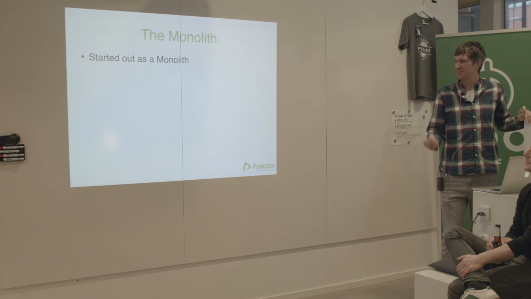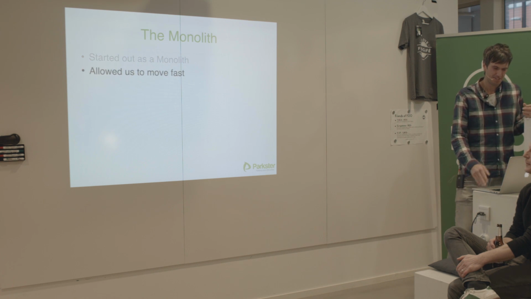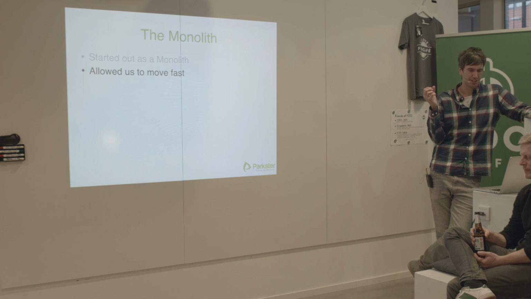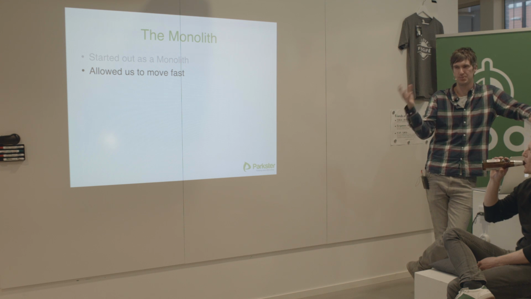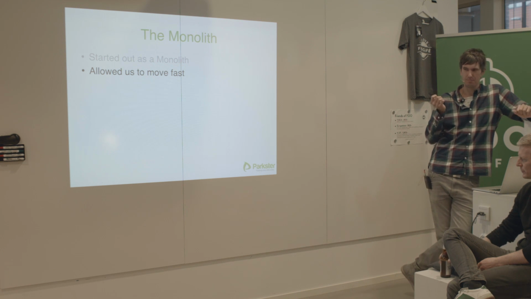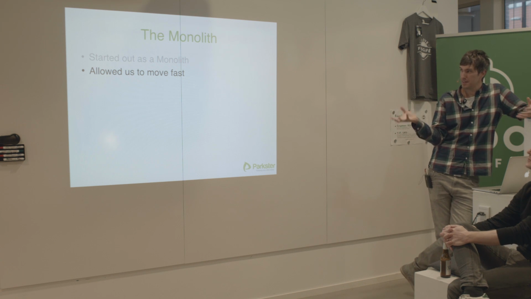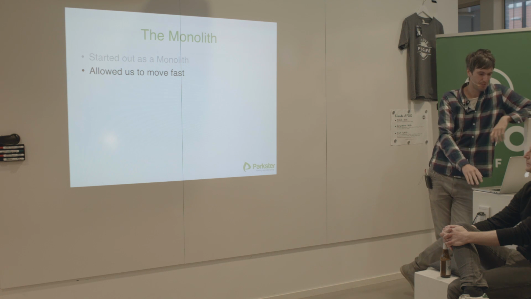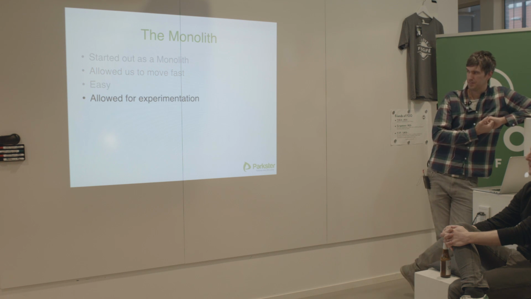So we started out as a monolith, and this allowed us to move very fast in the beginning. We were using something called Spring Roo in Java when we started out, which is something similar to Rails, where you do scaffolding and generate a lot of stuff. It's not supported anymore, so I think it's a dead project. But it was easy. We knew Java, and we got things up and running fast. Easy. And it also allowed for experimentation.